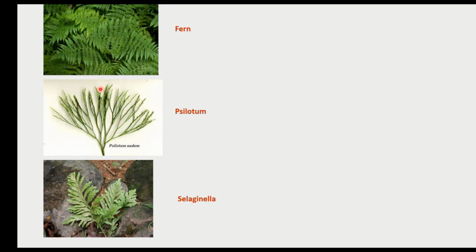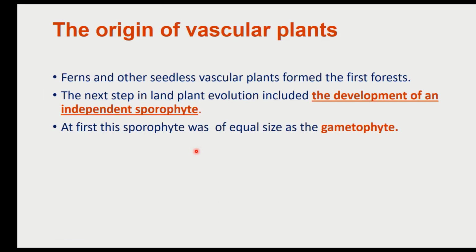This is the most common one, and then there's Selaginella, and there's a lot of that. Then, origin of vascular plants, where we'll talk about the ferns and other seedless vascular plants. The next step in land plant evolution included the development of an independent sporophyte, and at first this sporophyte was equal in size to the gametophyte.